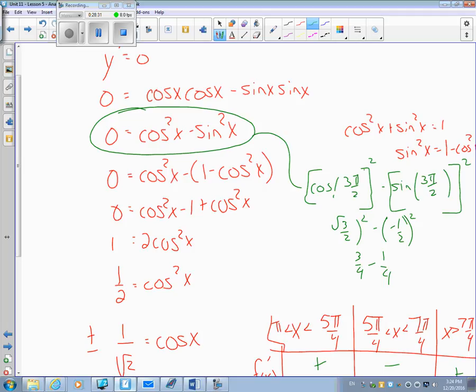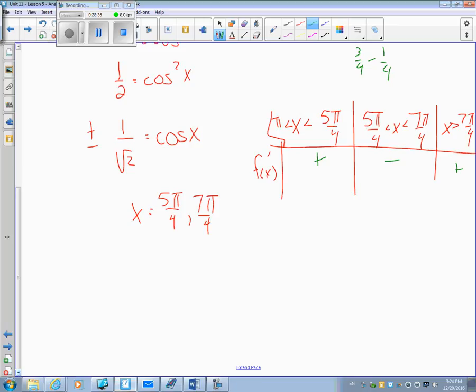So what are the increasing and decreasing intervals? We know the function is increasing from pi to 5 pi over 4, and then it decreases. So in other words, there's a max there. And it increases again, so there must be a min there.